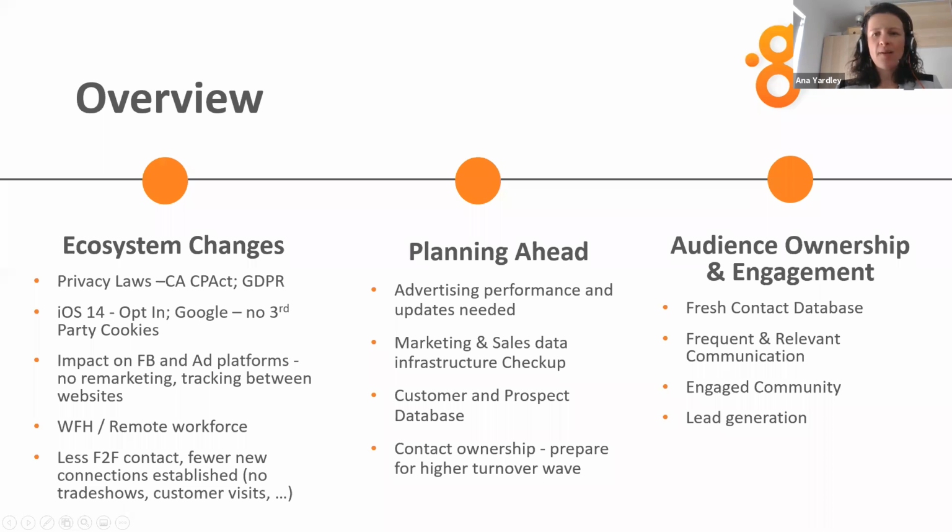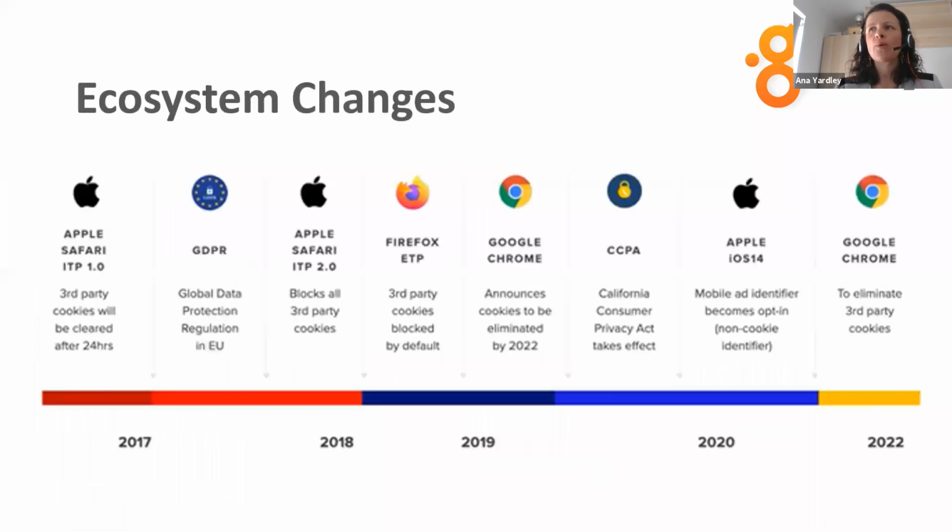Okay. Well, quick overview. It's been a while that all these privacy laws and directives are happening in the world. So Apple started it back in 2017 with changes on iOS, GDPR in Europe, Firefox, Google Chrome announced that they were going to eliminate third-party cookies. California also signed up the California Consumer Privacy Act.